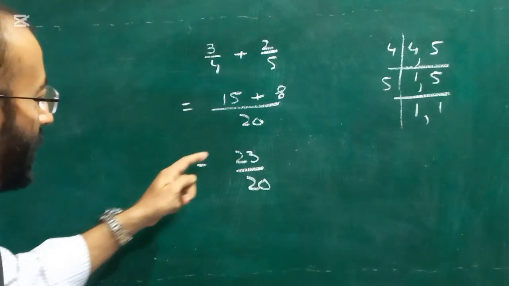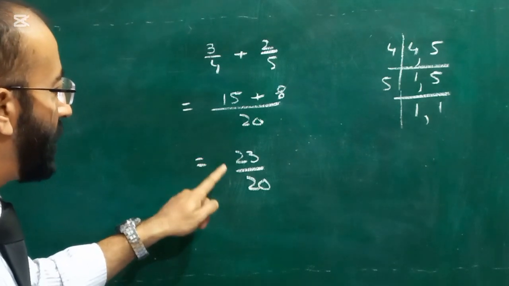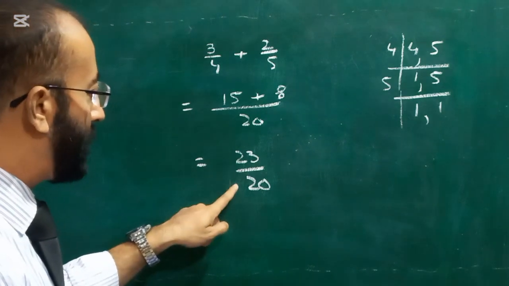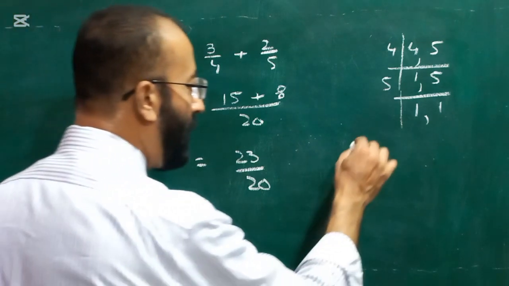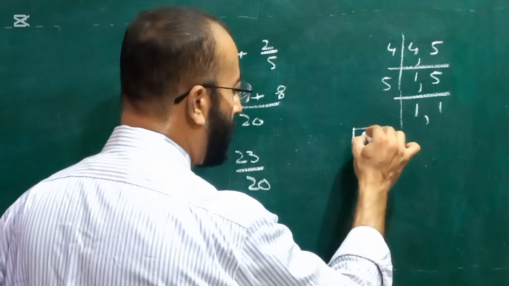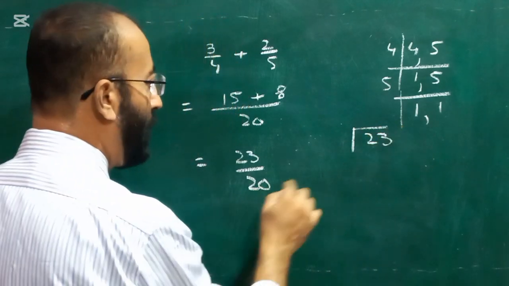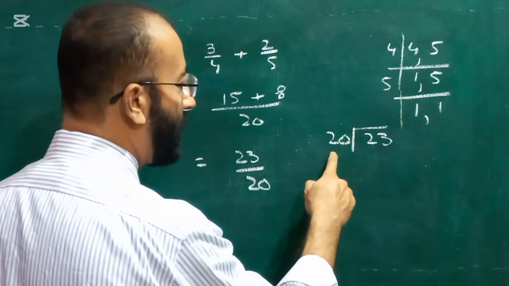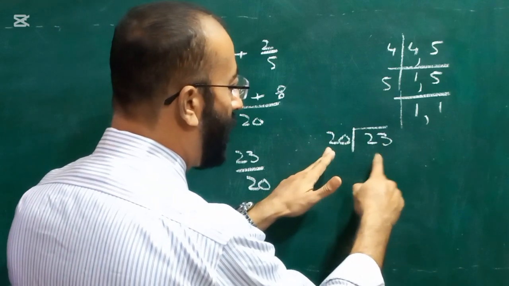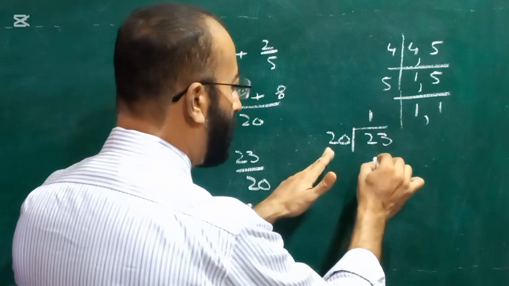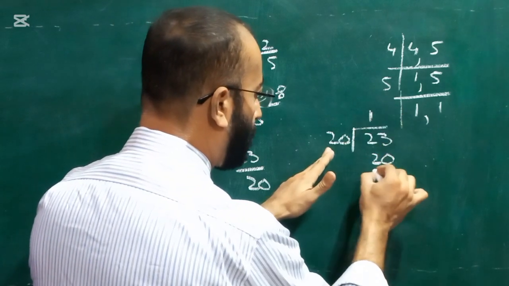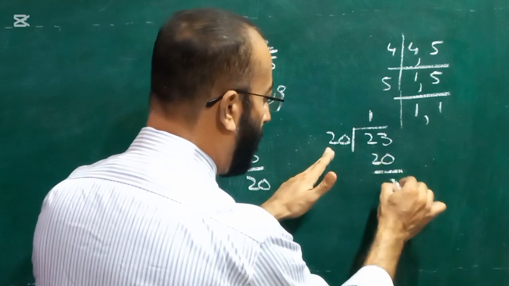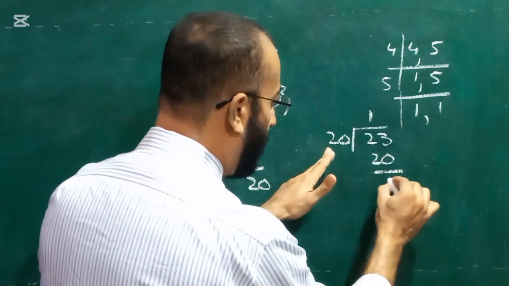Now this is an improper fraction because the numerator is greater than the denominator. So we will divide this fraction. So 23 will be placed inside the bracket and 20 outside the bracket. Now we will read the table of 20 up to which 23 or lesser will come. So 2 1s are 20. Subtract these two numbers. So 23 minus 20 will be 3. That will be placed here.